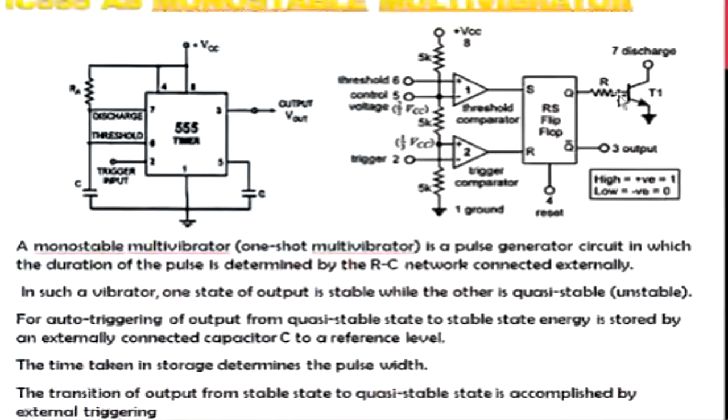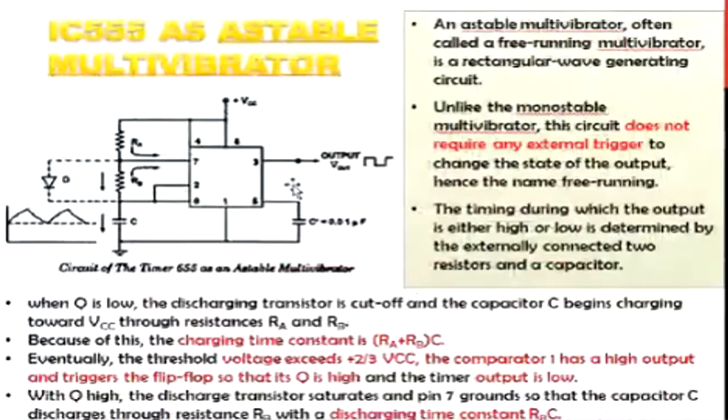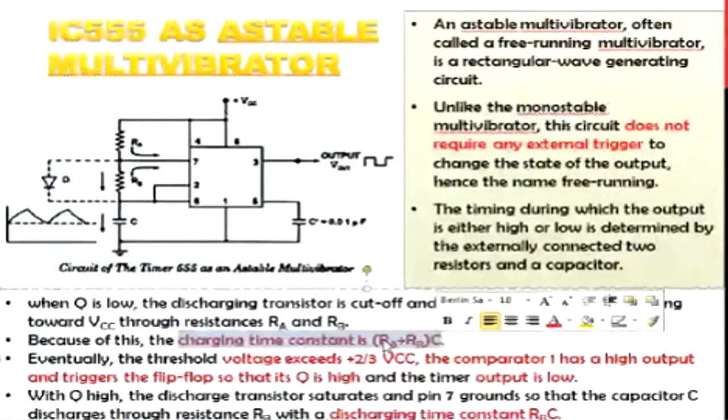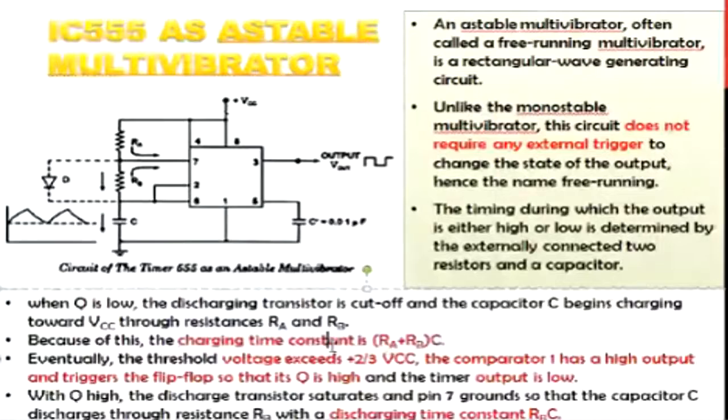The discharge transistor is off. That means the capacitor can charge. That means now the capacitor C can charge through this RA and RB. So the capacitor starts charging towards plus VCC through these resistors RA and RB. In the previous case, there was only one resistor, so the charging time constant is RA into C. RC is the time constant, so it was RA into C.